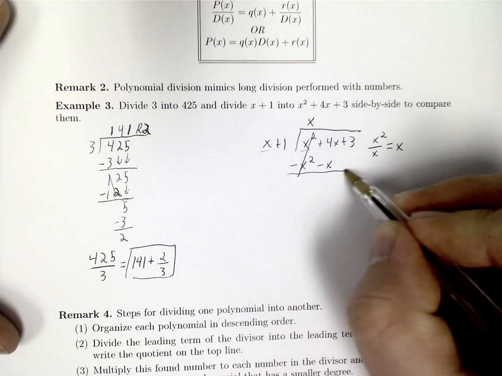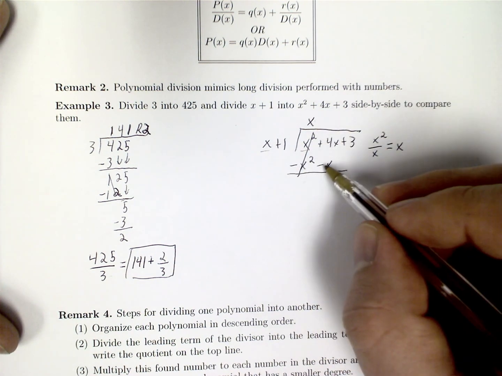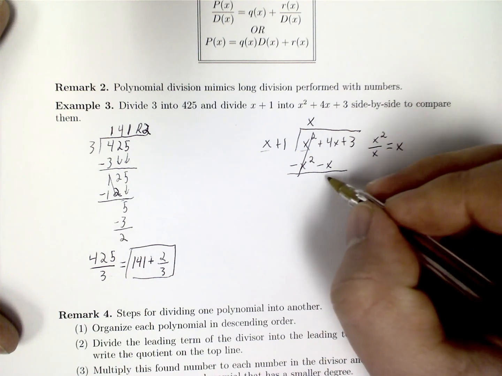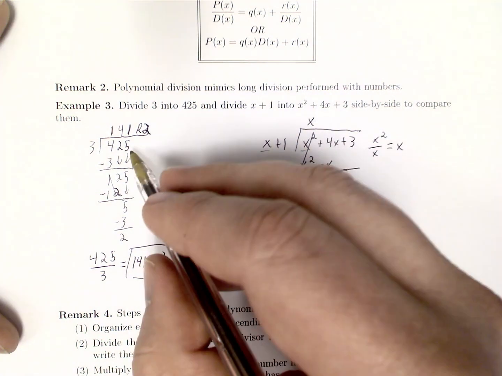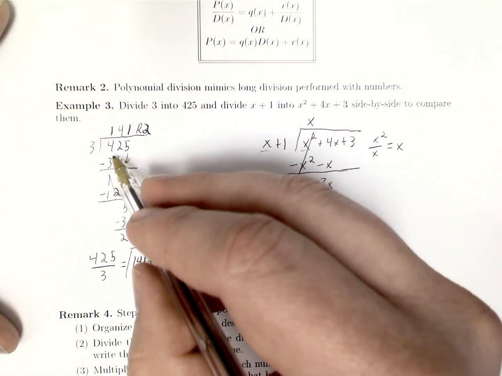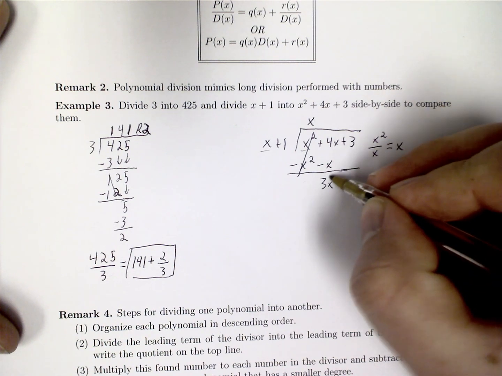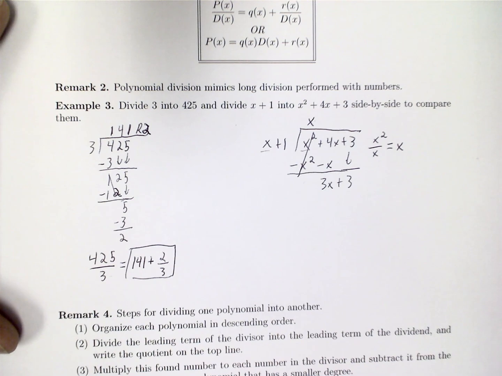So we divided, multiplied, we subtracted, and now we're combining. x squared's canceled. What is 4x minus x? It is 3x. And then the next step that we did after we did the subtraction, we brought the rest down. So we're going to bring down the only thing that's left here, which is 3. So plus 3.